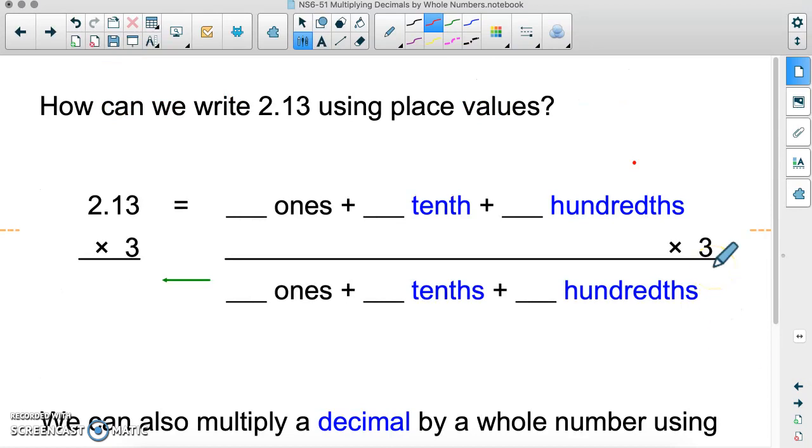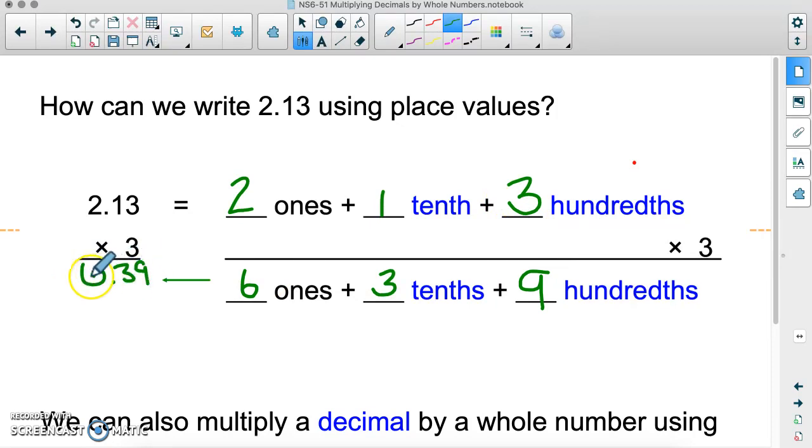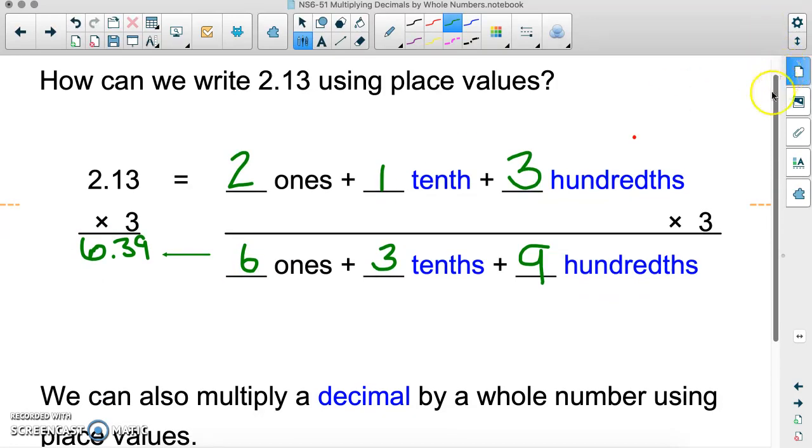Okay, so how can we write 2.13 using place values? So if I have 2.13, I have 2 ones, I have 1 tenth, and I have 3 hundredths. Now I want to times all of this by 3. So I'm going to do 2 times 3, which is 6. 1 times 3 is 3. 3 times 3 is 9. So my answer is going to be 6.39. Sorry, that doesn't currently look like a 6. So that's just how we break that up and what we just did mentally.